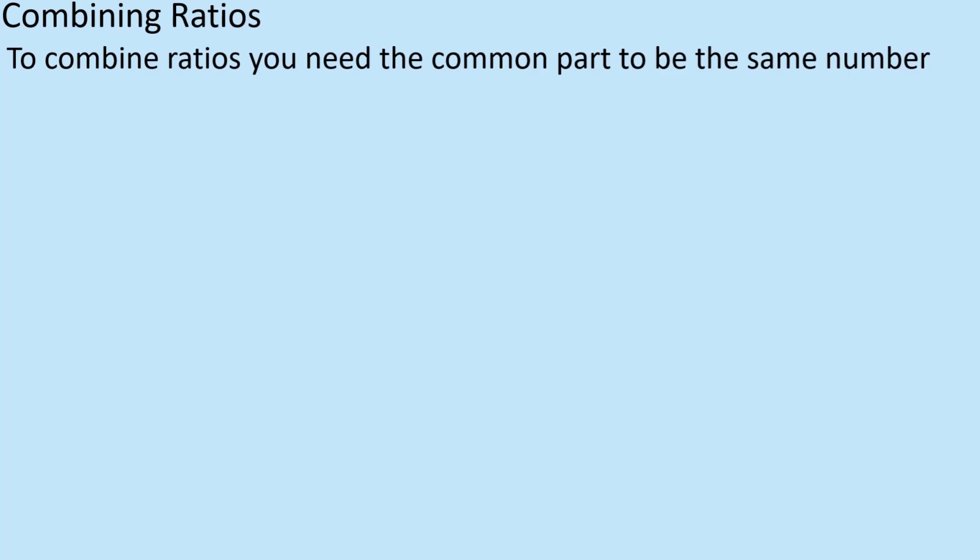Hi there everyone, today we are going to look at combining ratios. So when I look at combining ratios, we're going to have a ratio of one particular thing on its own, and then a ratio of another particular thing where you have something which is common in both, but the numbers are different. All right, you'll see what I mean in a second.